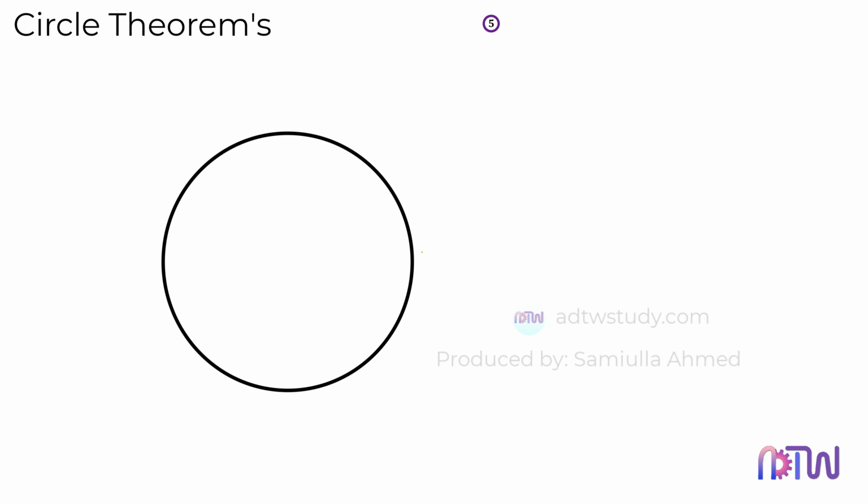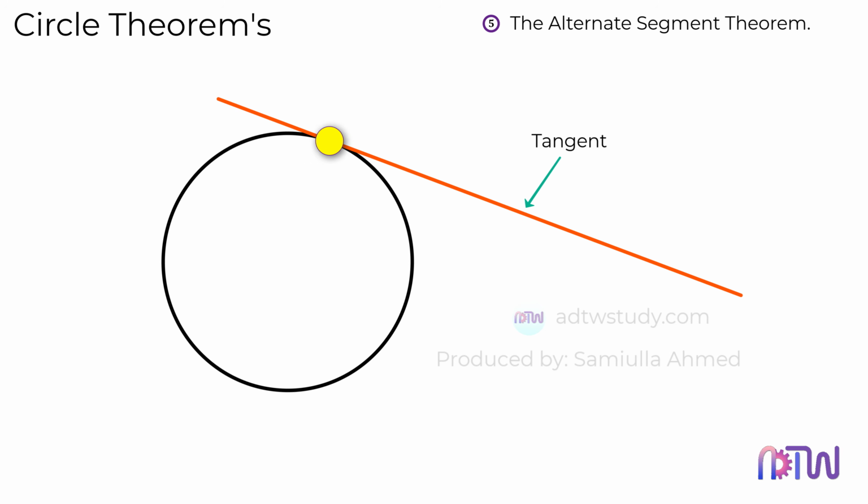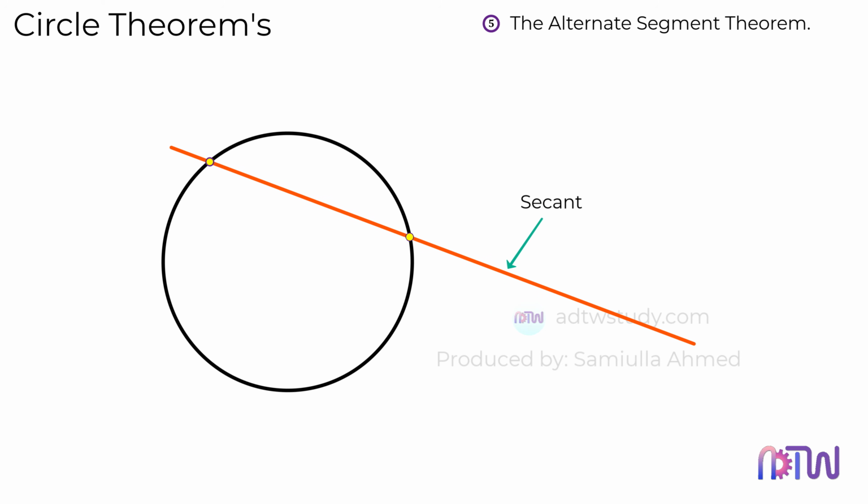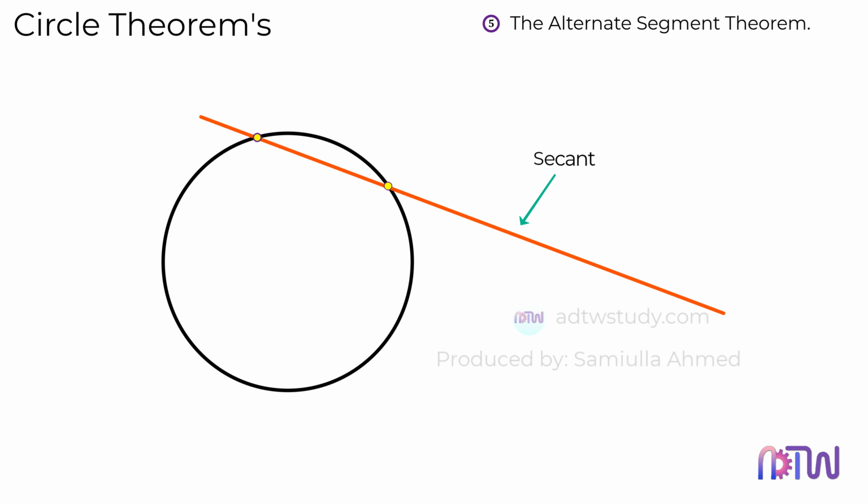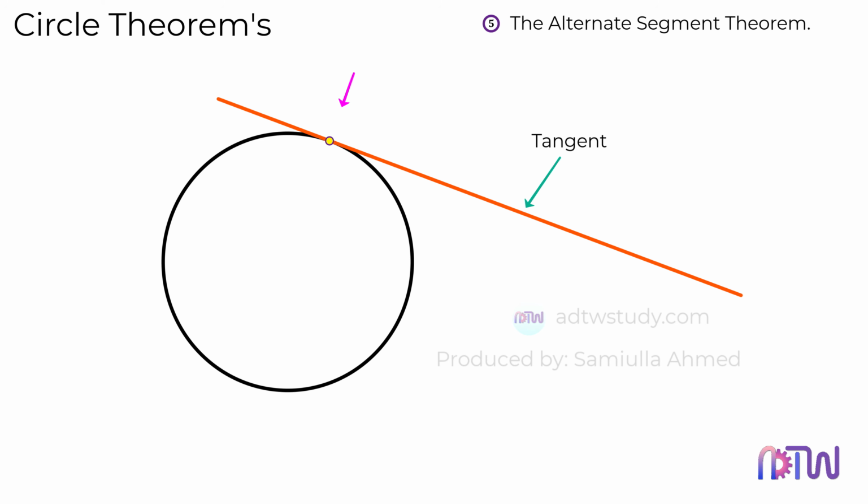Theorem 5. The alternate segment theorem. For this theorem, we need to understand what a tangent is. A tangent is a line that touches a circle at exactly one point. If a line touches a circle at more than one point, it is known as a secant. So, a tangent touches the circle at a single point.